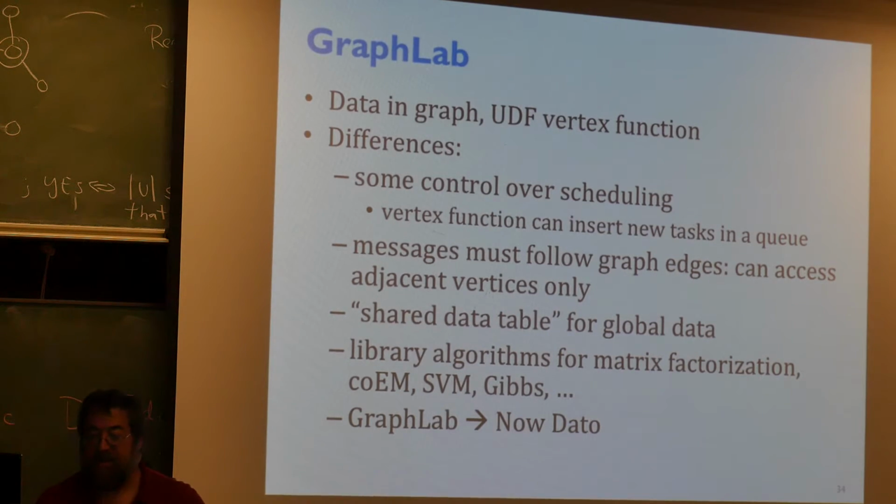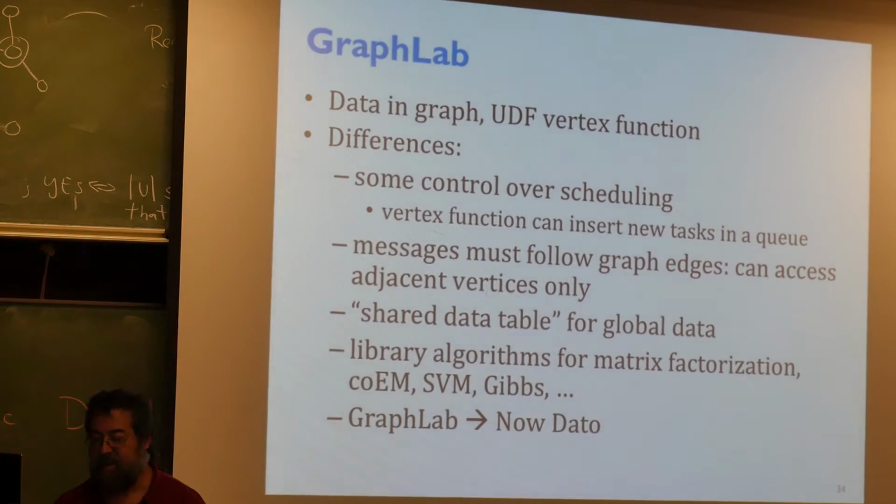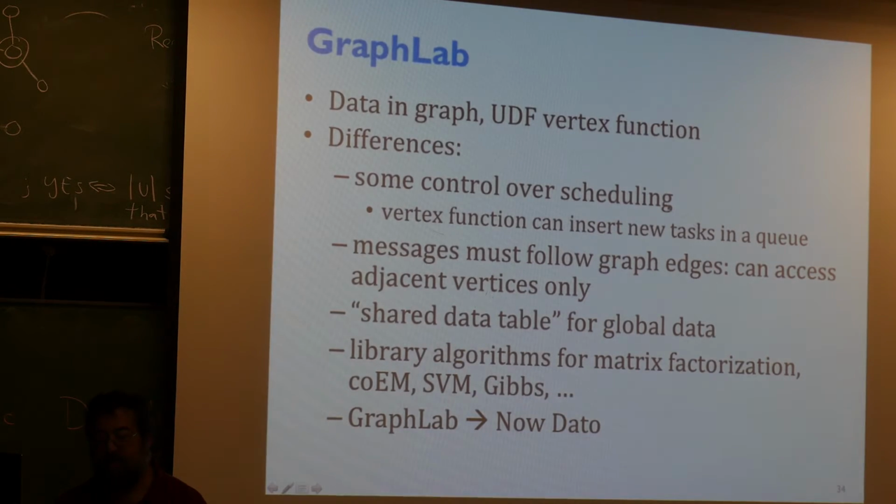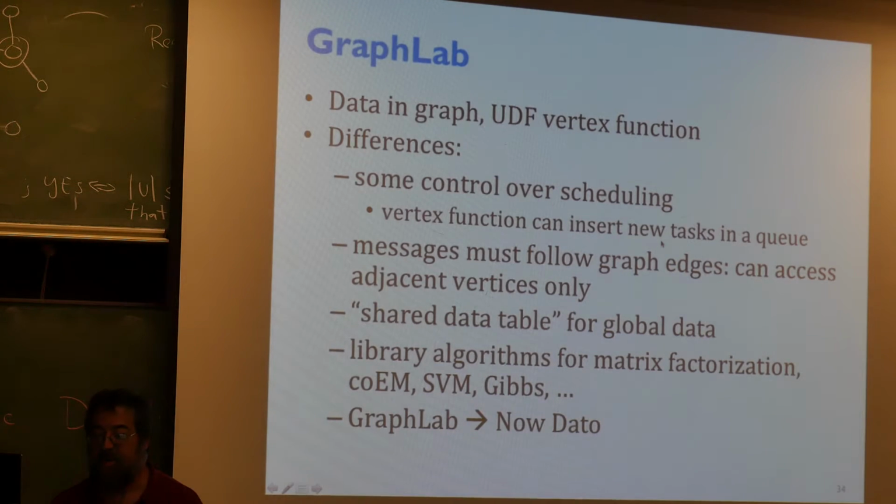So what's GraphLab like? Okay, same kind of story. The data is in a graph. There's a user-defined vertex function. There's a little bit different control over the scheduling, so the vertex function can insert new tasks in a queue. The messages have to follow graph edges, just like in Signal Collect. There is a shared table for global data.